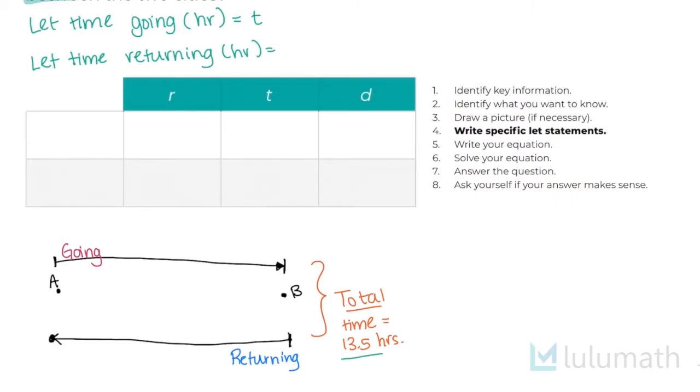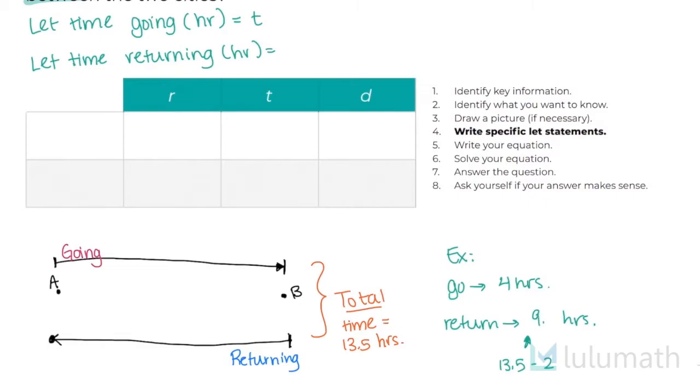know that the total time is 13.5 hours. So let's say, for example, even though this is not the right answer, but let's say, for example, it took 2 hours to go. That means that coming back will take us 11.5 hours because 2 plus 11.5 is 13.5. Well, how do we get that? We did 13.5 minus 2. Well, let's say it took 4 hours to go. Then that means that it would take 9.5 hours to come back because 13.5 minus 4 is equal to 9.5.